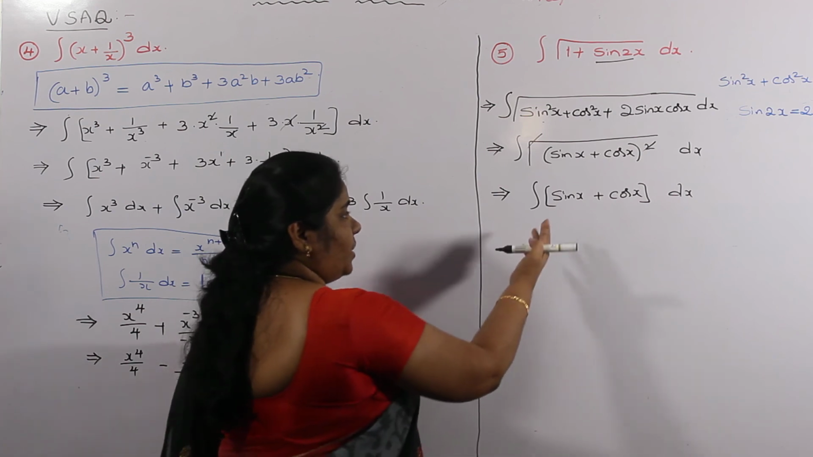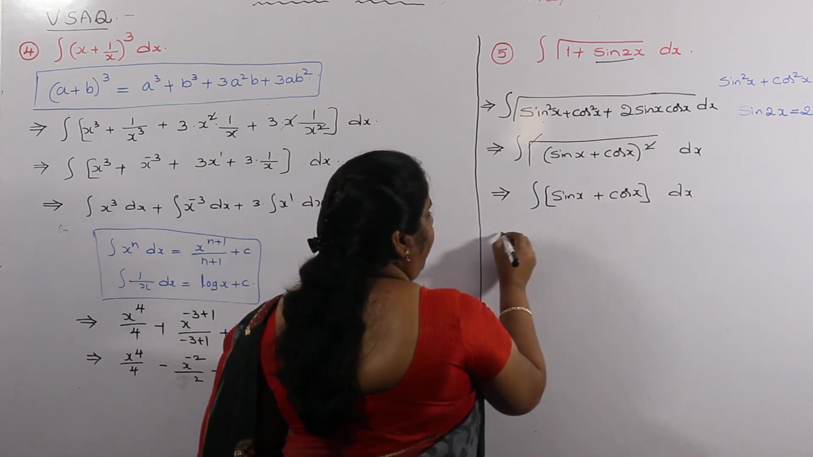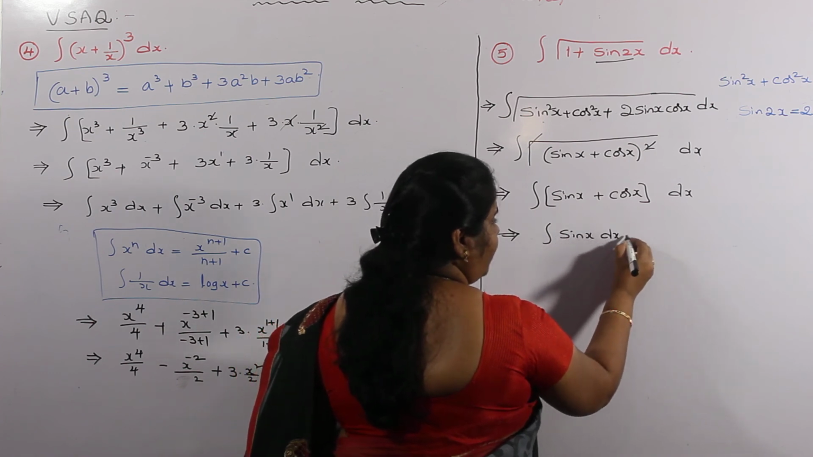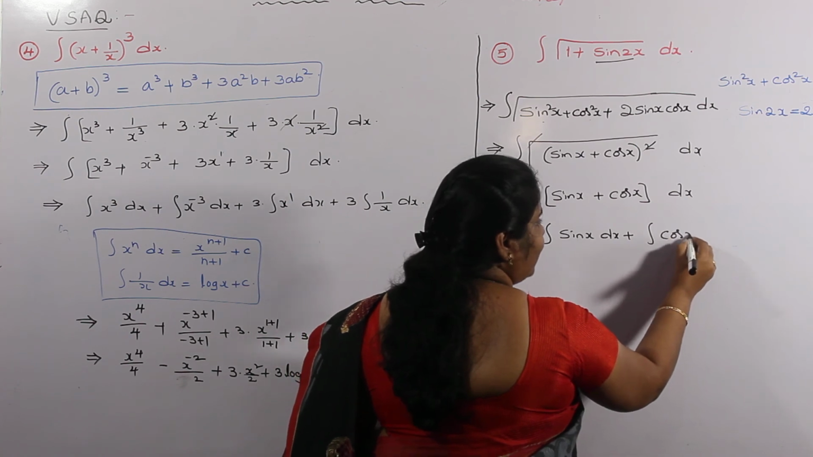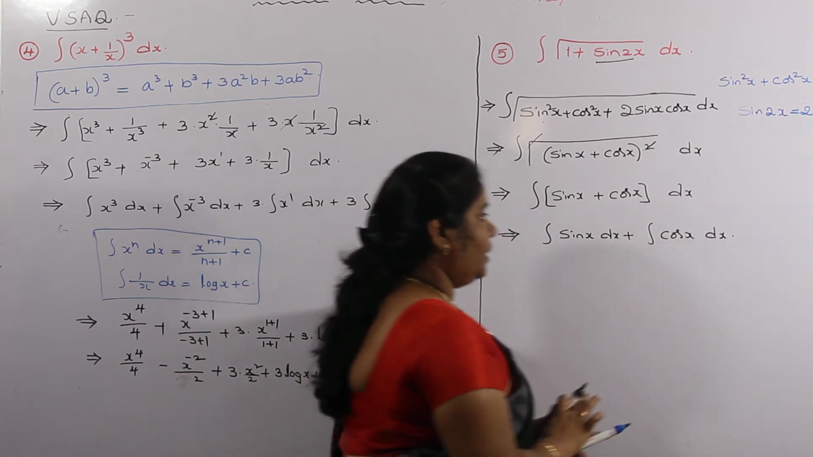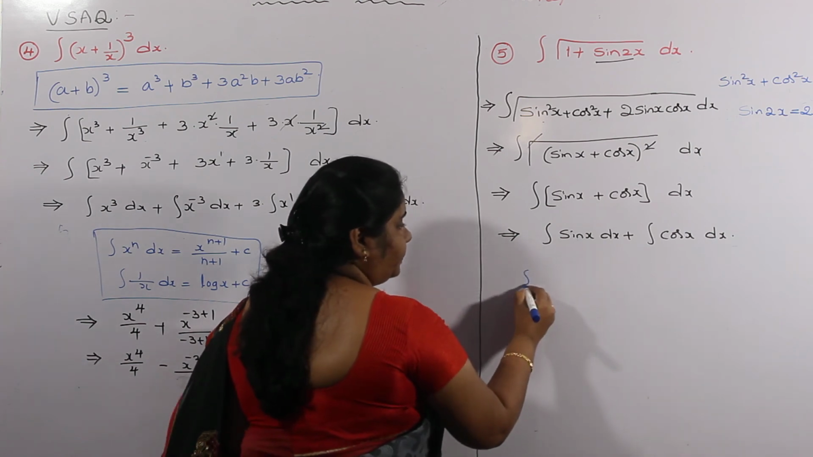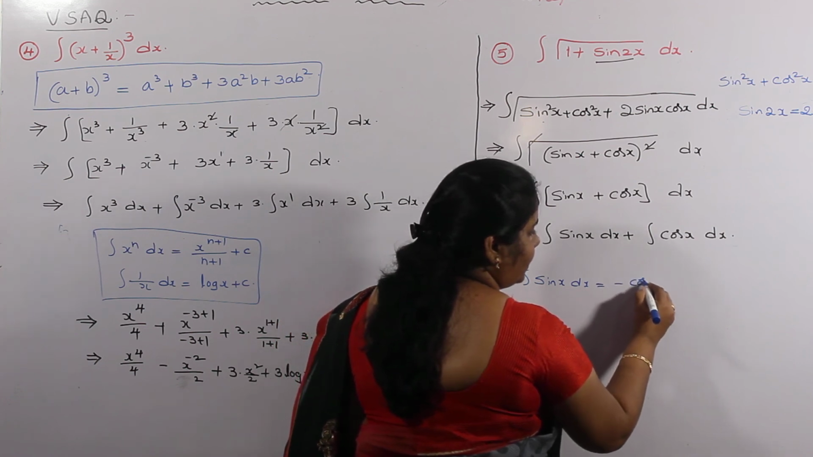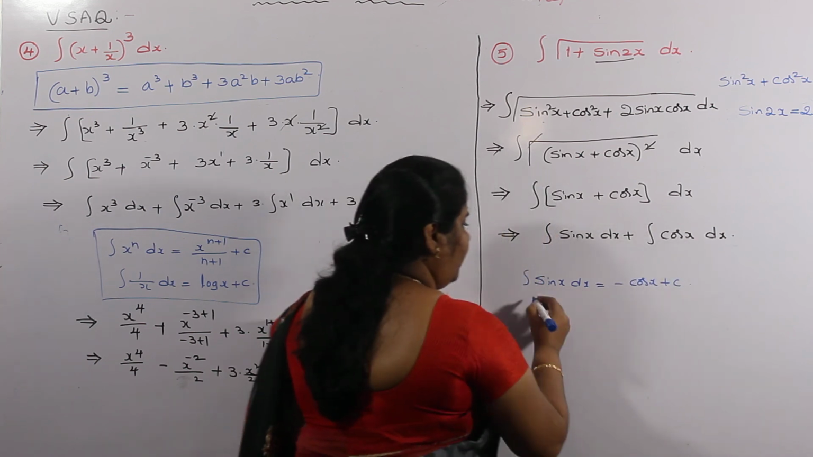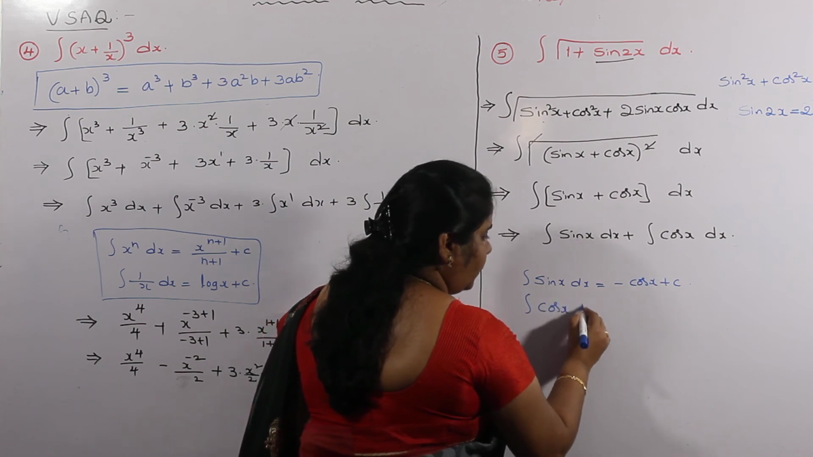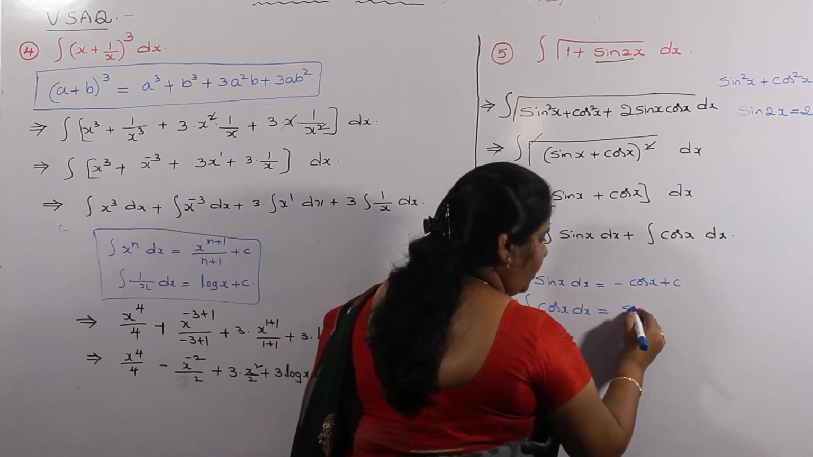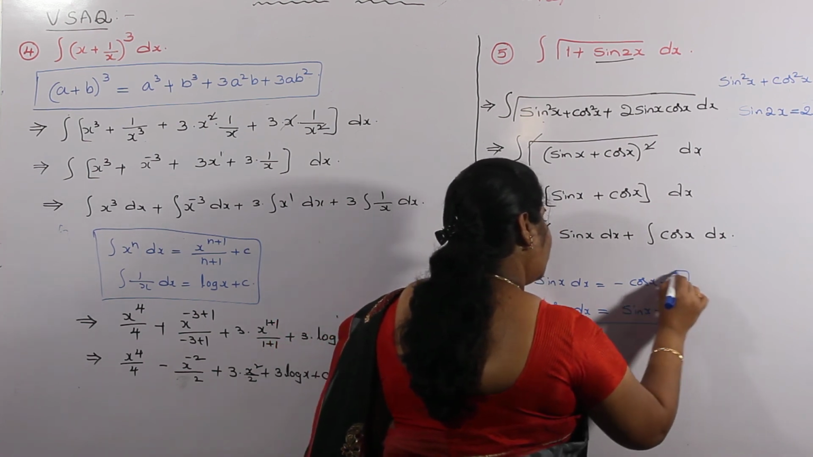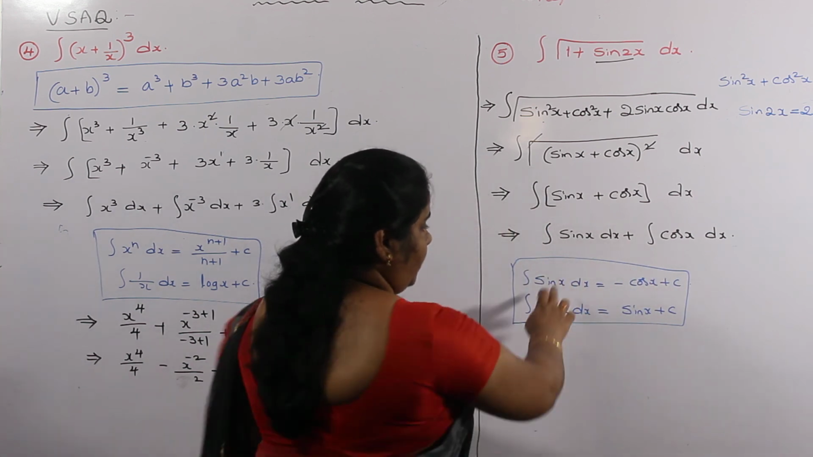We have the direct formulas for integral of sin x and integral of cos x. Integrating each function separately, that is integral of sin x dx plus integral of cos x dx. We have the integration formulas: integral of sin x dx is minus cos x plus c, and integral of cos x dx is equal to sin x plus c. Apply these two formulas here.